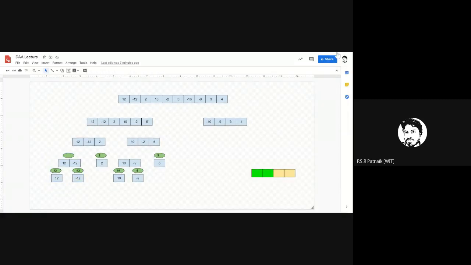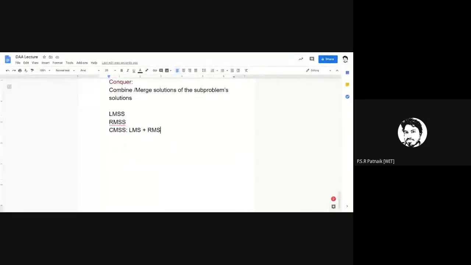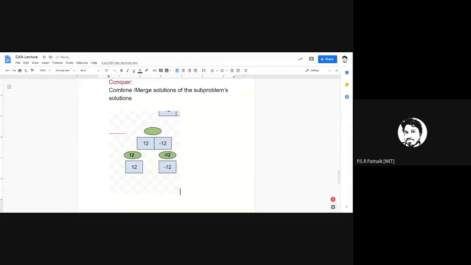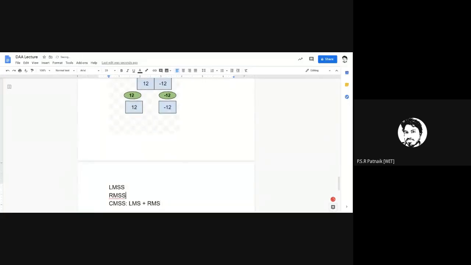So in this case, for this example, let me just take a screen snip of this. For the above problem, I get the following. For that, the left maximum subarray sum is 12. What is the right maximum sum subarray? It is minus 12.